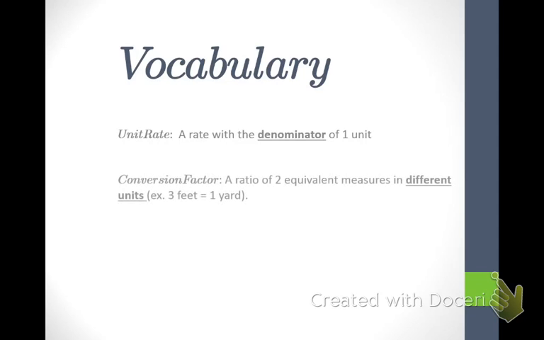And then finally, conversion factor. It's the ratio of two equivalent measures in different units. It lets you know what is the equivalent of 1 unit in a different unit. So 3 feet is the same thing as 1 yard, just two different units. And we'll use those conversion factors when we are converting. It should make sense.